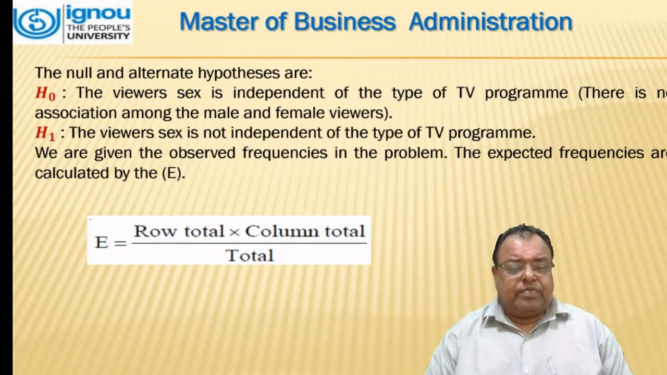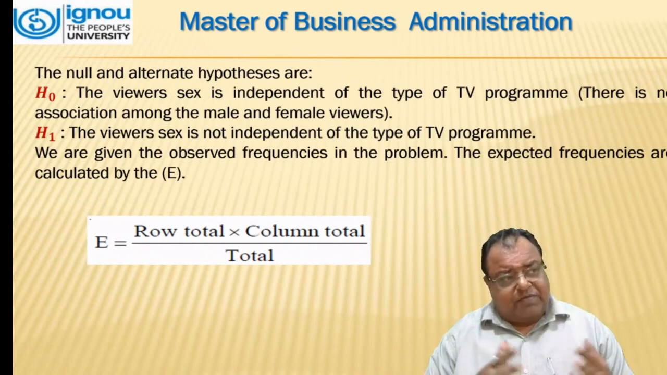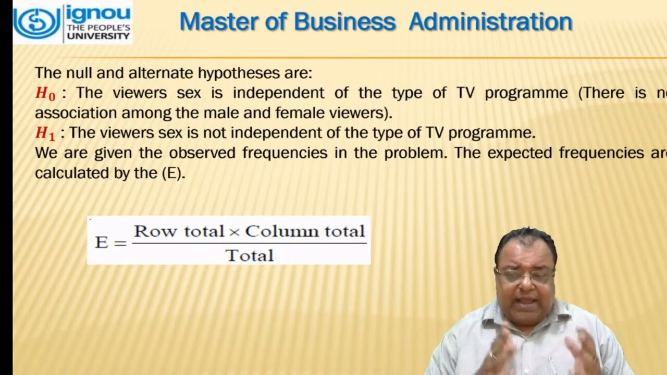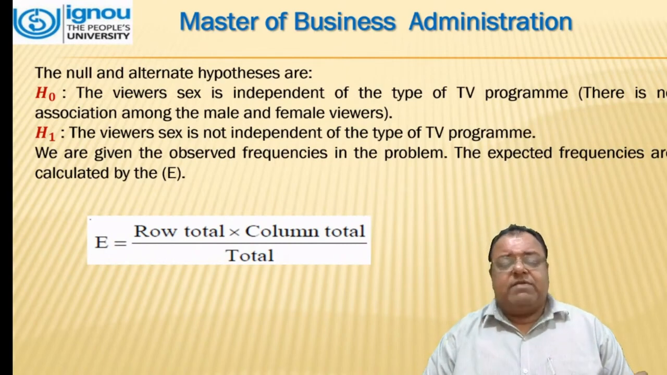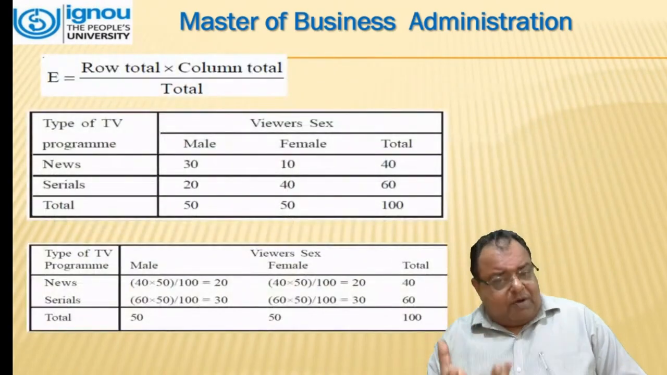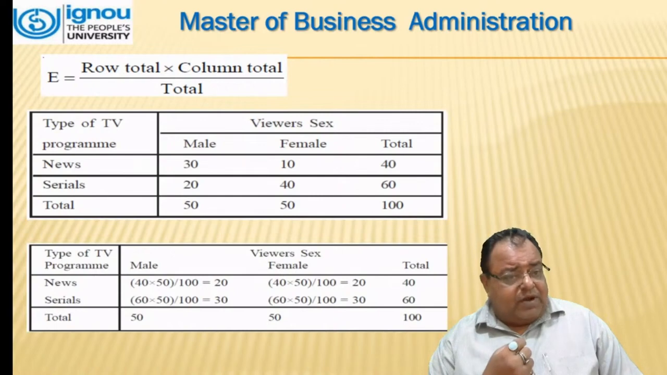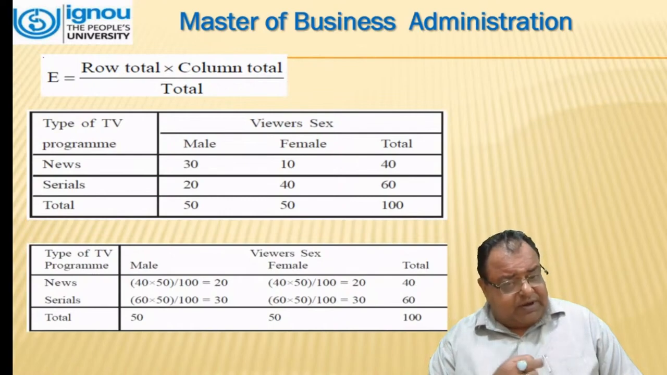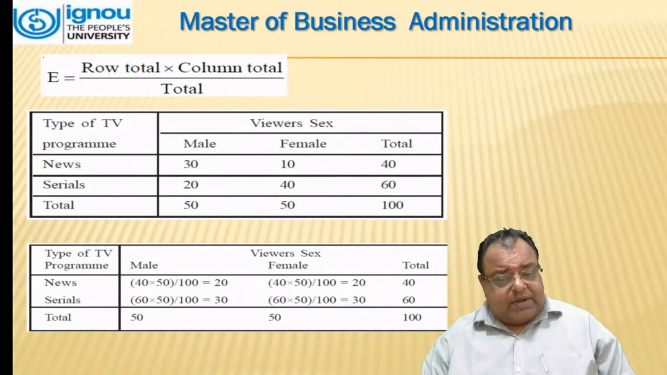Here, we have the observed frequencies of the viewers. We have to calculate expected frequencies. It is calculated by the relation: row total into column total divided by grand total. The problem is given to us. When we are finding the expected frequency for news, 40 into 50 divided by 100 comes out to be 20. And for female, 40 into 50 divided by 100, which comes out to be 20.